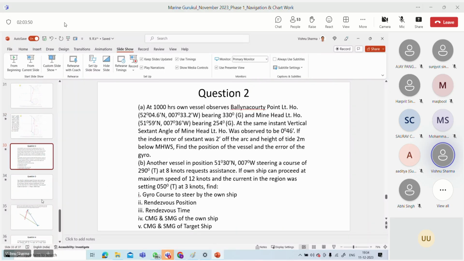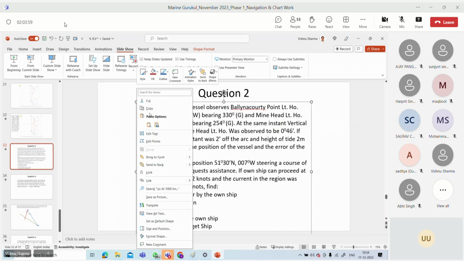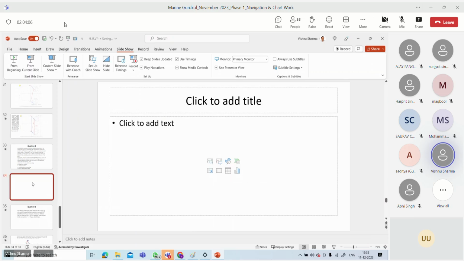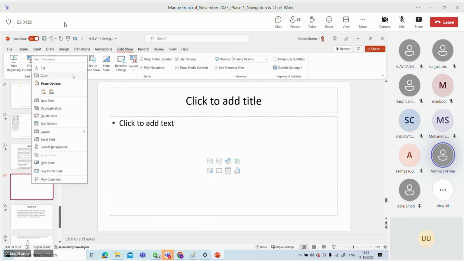Okay, beta. So this particular question, if we have to plot question number 2, then what is it that we are going to do? Let me take it on a blank slide and just do it approximately, not go into the specifics of the position.